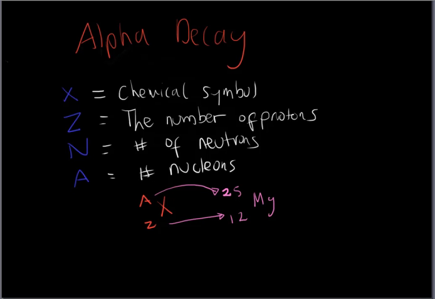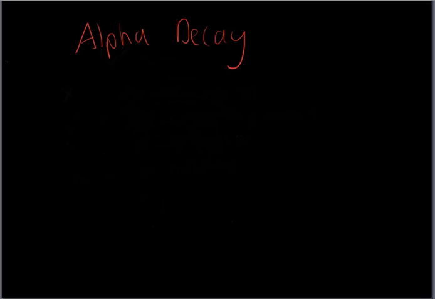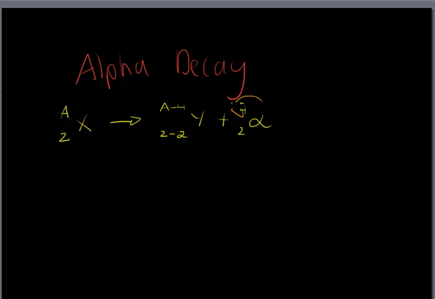Okay, just let me clear the screen here and then we'll get into looking at the general equation for alpha decay. So the general equation for an alpha decay is given by A, Z, X goes to A minus 4, Z minus 2, Y plus 4, 2 alpha. So just to unpack that a little bit, when we have alpha decay, an alpha particle is given off, right? So here we have our alpha particle.